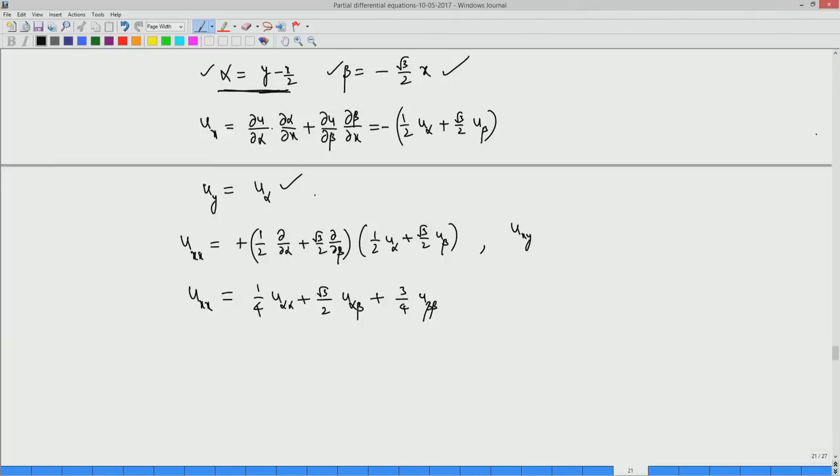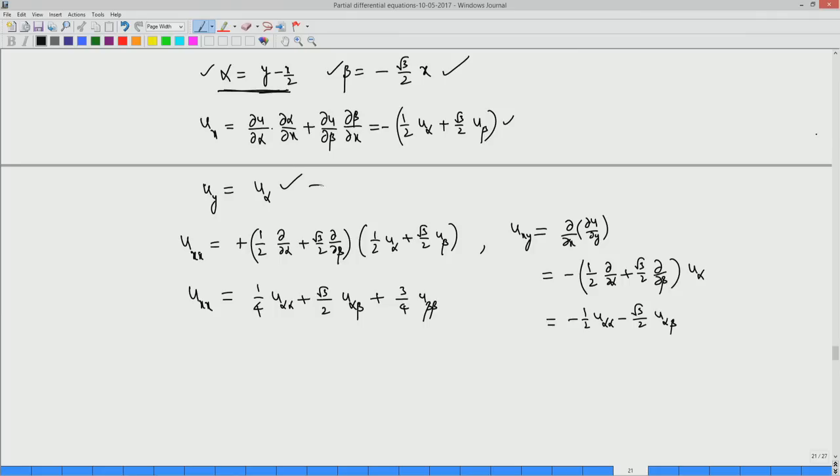Uxy, so uxy you can also calculate, that is dou x of dou u by dou y. I know what my dou u by dou y is, and dou x you can replace from here. So minus half dou alpha plus root 3 by 2 dou beta is my dou x. This into dou u by dou y, which is u alpha, so everything is in terms of alpha. So you have 1 by 2 u alpha alpha minus root 3 by 2 u alpha beta.